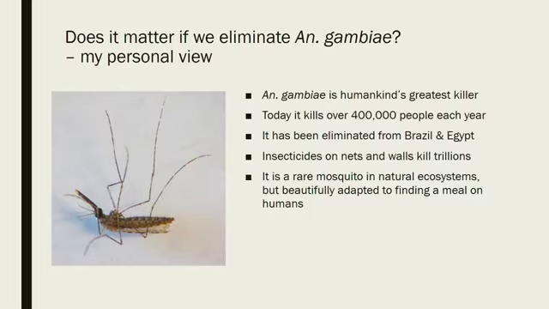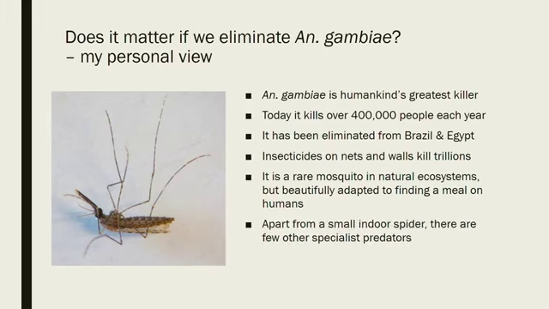Ecologically, it is rare in nature. You actually have to go and find and search for it in aquatic habitats, and you have to be a bit of a hunter. But it is beautifully attuned to finding us, so it occurs in large numbers inside the house. Now, I can only think of one example, there may well be others, of an animal which solely relies on Anopheles gambiae, and that's a small indoor spider in East Africa.